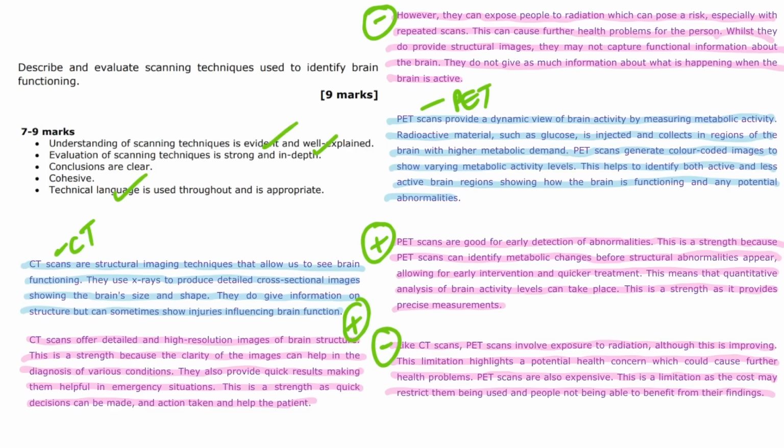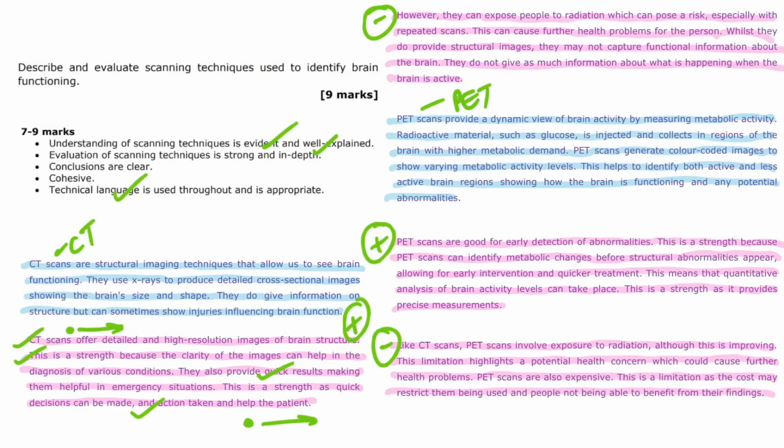The evaluation of CT scans maintains a balanced perspective by outlining both strengths and limitations. Each evaluative point first identifies a strength or limitation and then provides a concise and clear explanation. For instance, the mention of detailed and high-resolution images as a strength is then explained by emphasising their diagnostic value. The mention of quick results as a strength is then justified by the importance of timely decision-making in emergency situations.